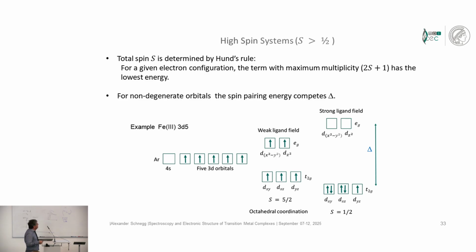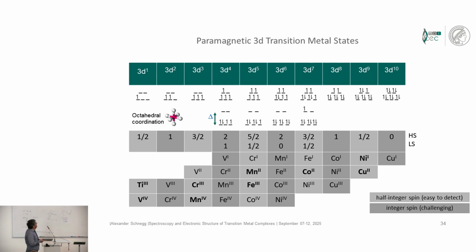However, if we change the ligand field, then we reach a point where it's energetically more favorable to place 2 electrons in one orbital, and then we get low spin states. With more complicated coordination structures, we can of course also have intermediate states, but these high spin states have special properties. I selected here a few examples.